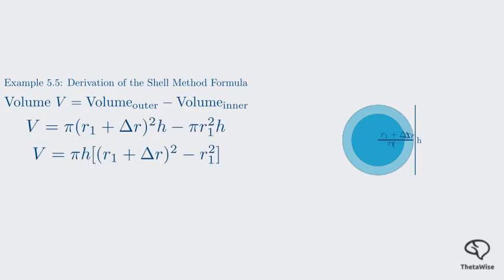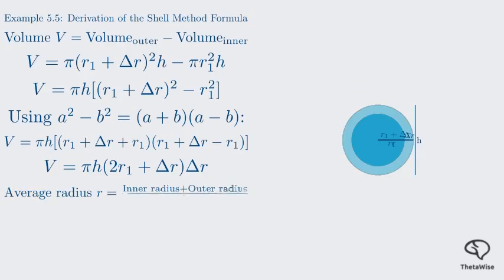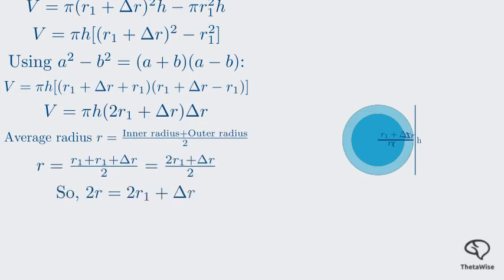First, let's find the volume of this hollow cylinder using what we already know. It's the volume of the large cylinder minus the volume of the small cylinder. This gives us pi h times the difference of the squares of the radii. We can use the difference of squares factorization: a squared minus b squared equals a plus b times a minus b. This simplifies our expression. Now let's introduce the concept of an average radius. The average radius r is the average of the inner and outer radii. If we solve this equation for 2r, we find that 2r is equal to 2 r1 plus delta r.